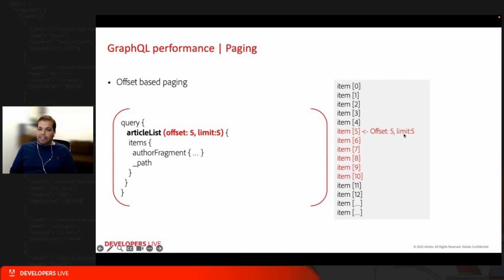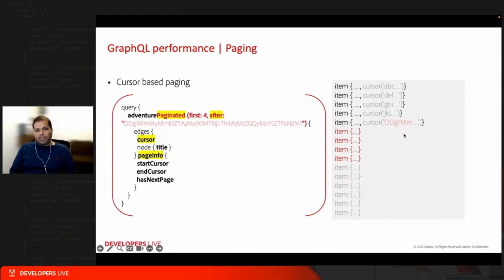Let's look now at the second type of GraphQL paging, the cursor-based paging. Cursor-based paging follows the GraphQL cursor connections specification. AEM creates a special paginated type for each content fragment model, and using that, you can specify the number of results you want to get after a given cursor. Note that currently we support forward pagination.